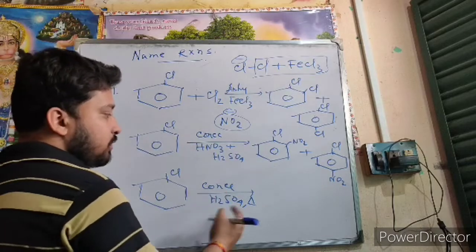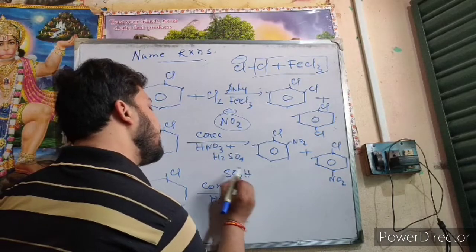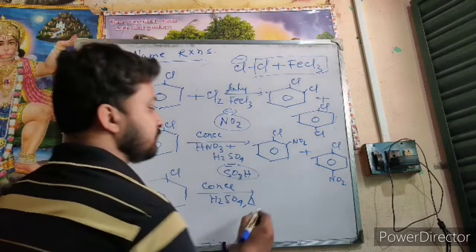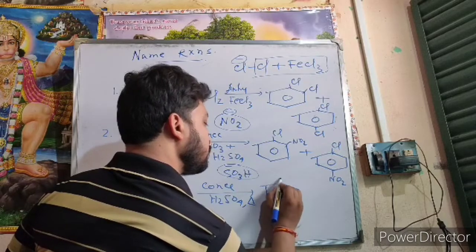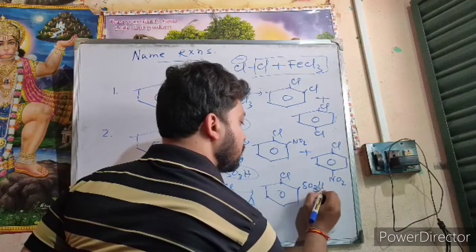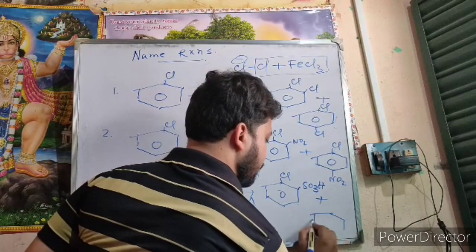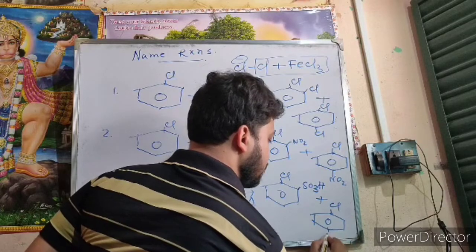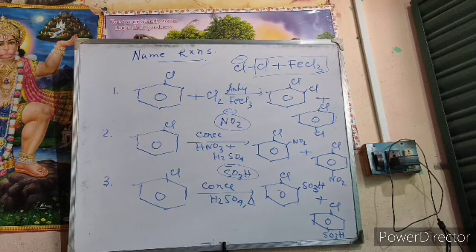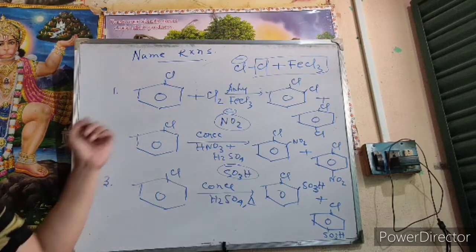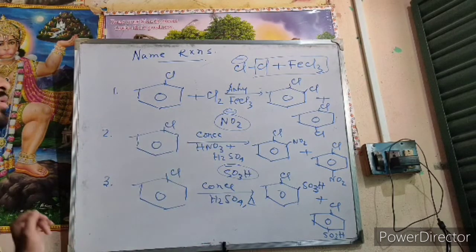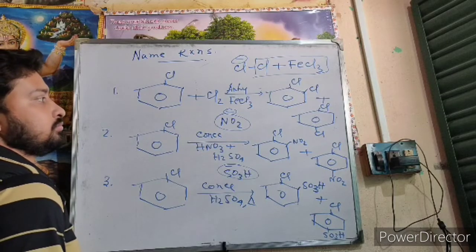If you use concentrated H2SO4 and heat, you get SO3H as the attacking species. So you get chlorobenzene with SO3H on the ortho position, as well as chlorobenzene with SO3H on the para position. This is nitration, this is halogenation, this is sulfonation. So these are also the names of these reactions.